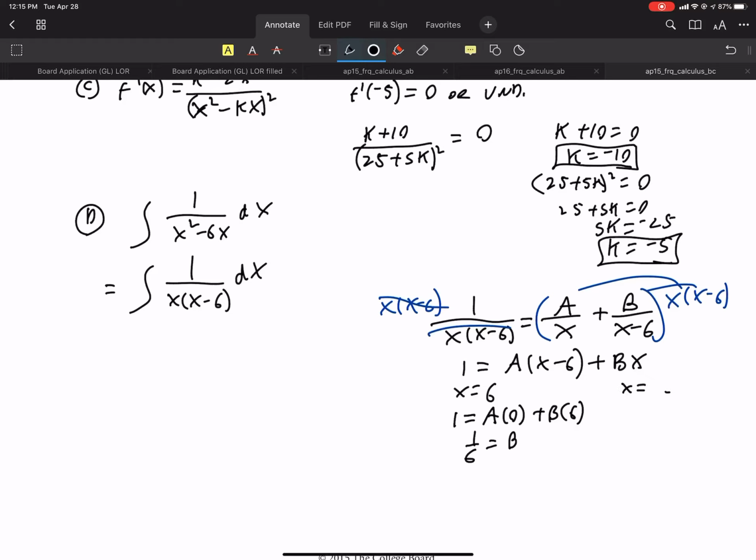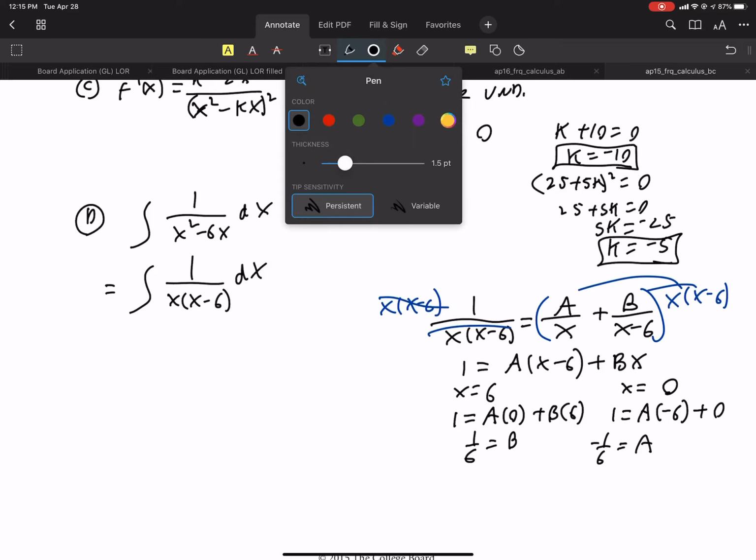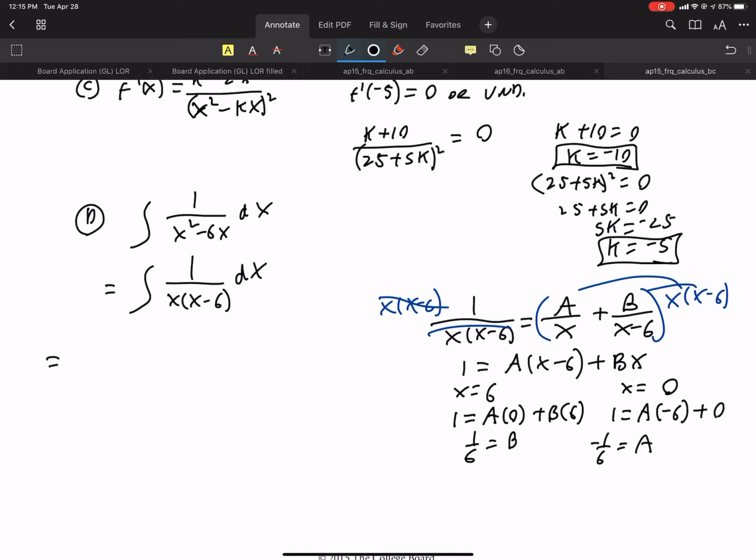Now I say, hey, what if x is 0? Because it must be true for that. So now I do 1 equals a times negative 6 plus 0. A equals negative 1/6. So I can rewrite this integral. It's equal to the integral of negative 1/6 over x plus 1/6 over x minus 6 dx.